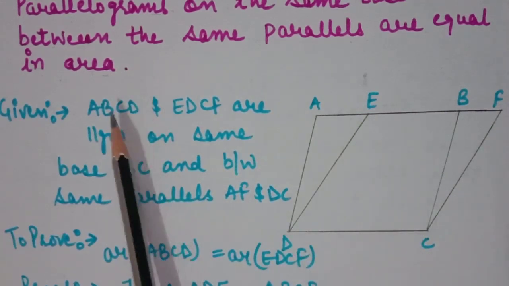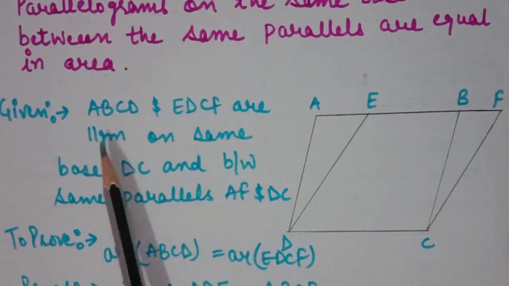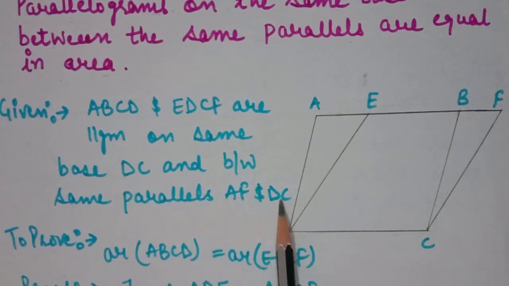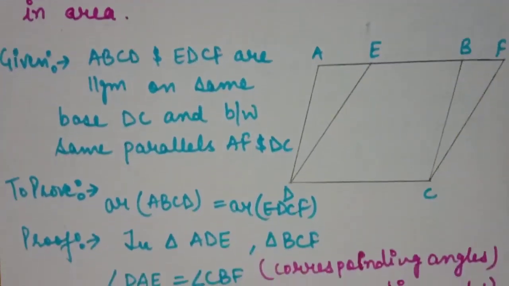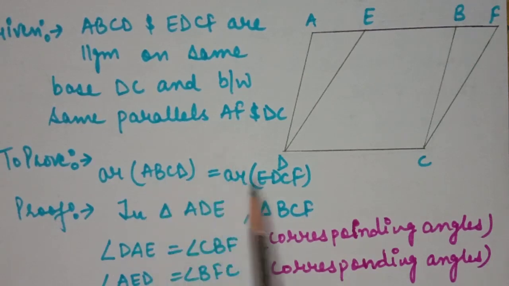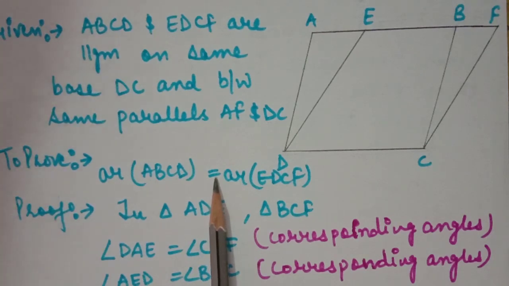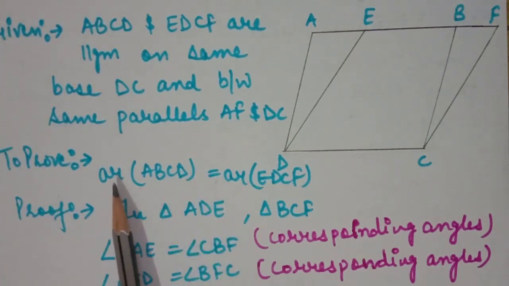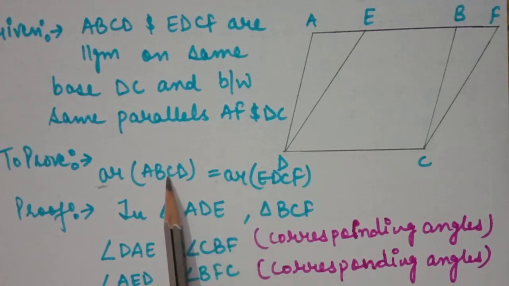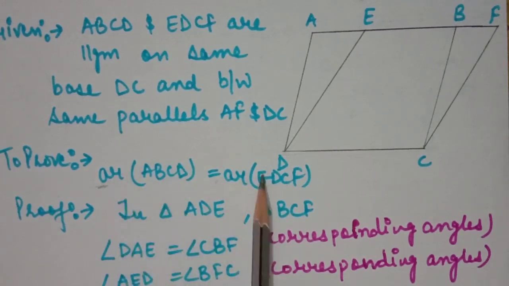So what is given to us? ABCD and EFCD are parallelograms on the same base DC and between the same parallels AF and DC. So students, we have to prove that the areas of these two parallelograms are equal: area of ABCD is equal to area of EFCD. Let me explain some important points related to this chapter: you have to write all areas using a small ar, and mention the complete name of the figure inside the brackets. So try to write like this only.